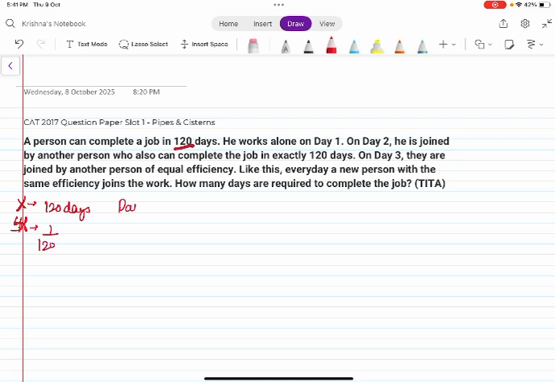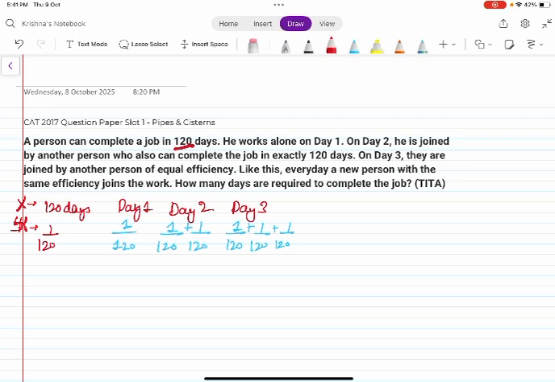So let's write. On day 1, how much work is done? That is 1 upon 120. Now on day 2, how much work is done? The first person is doing 1 upon 120, plus the other person is also doing 1 upon 120. On day 3, the first person 1 by 120, the second person 1 by 120, and the third person also joined, doing 1 upon 120. Like this it will go on for day 4, day 5, and they have to complete the job.